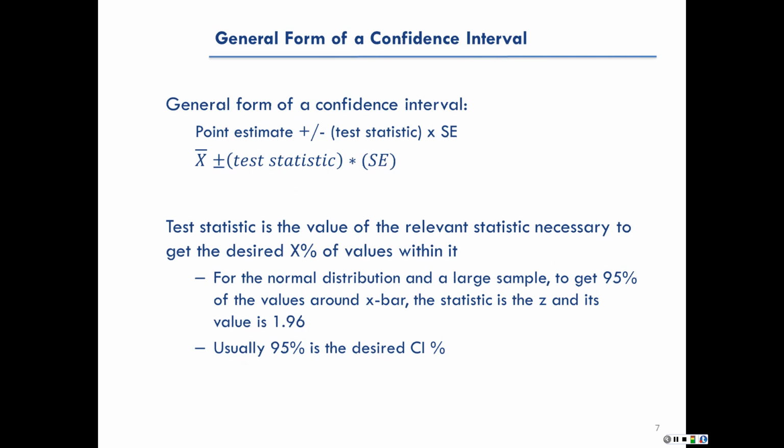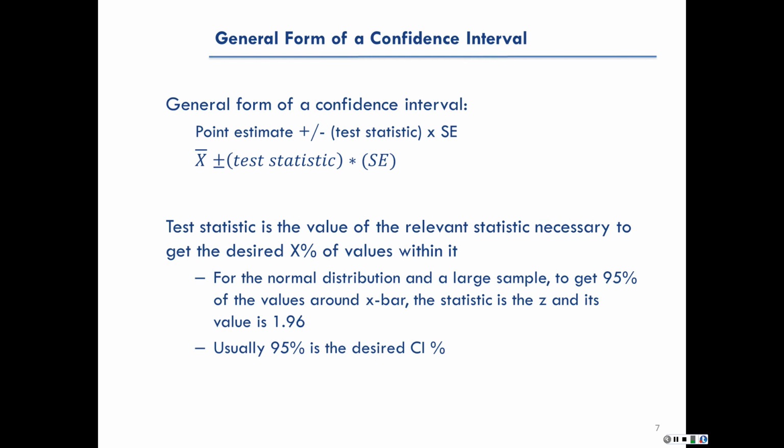So if we just want to talk about the general form of a confidence interval, we're talking about the point estimate plus or minus some test statistic multiplied by the standard error. And so we're going to be spending a lot of time in the next couple lectures talking about these different forms of test statistics. And we've already talked about the standard error earlier in the course. And so the test statistic is the value of the relevant statistic necessary to get the desired percentage range of values, typically 95% of values within that range.